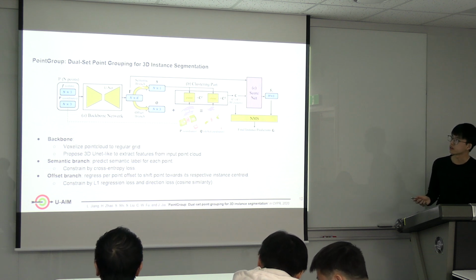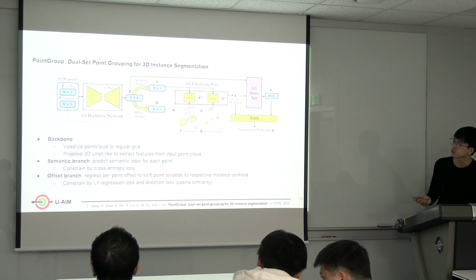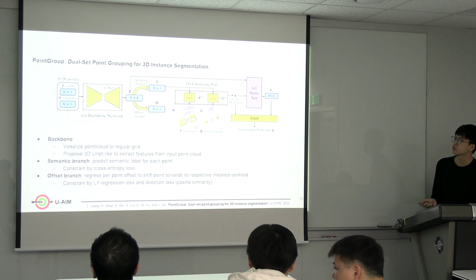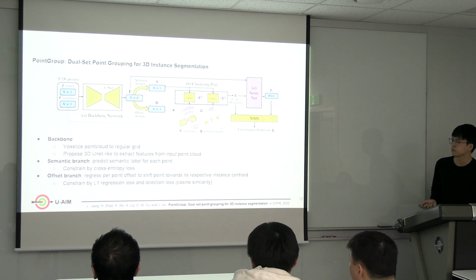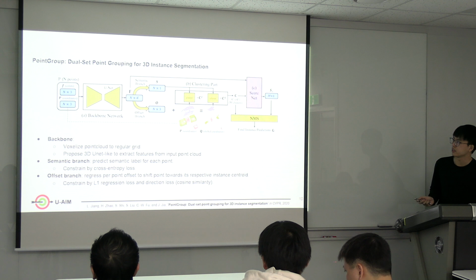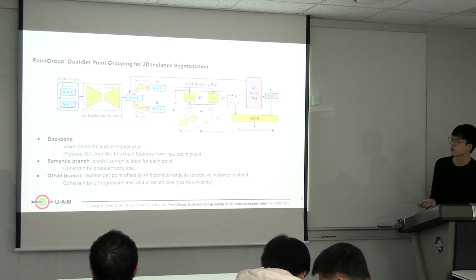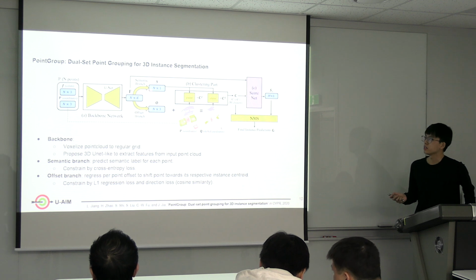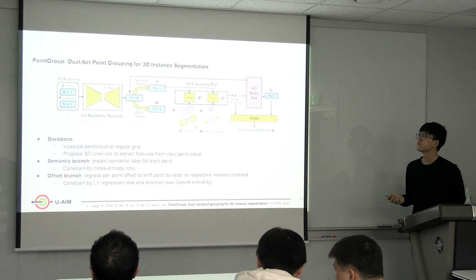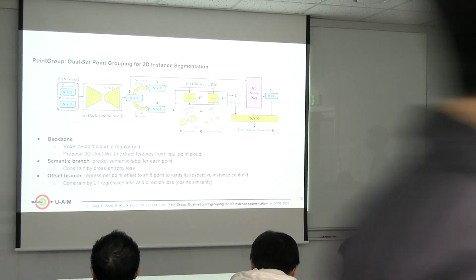They train this semantic result here by the cross entropy loss, and they train the offset here by an L1 regression loss and a direction loss calculated by cosine similarity. After getting the semantic result and offset result, how can we get the instance label? They will have the clustering part here.